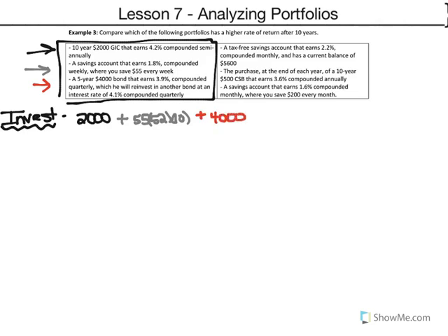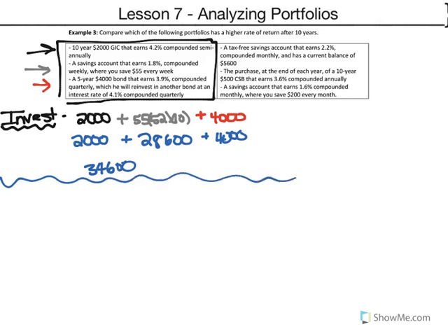So to figure this out, we go 2,000, 55 times 52 times 10 is 28,600, plus another 4,000. So you've invested $34,600. That's just good to start with because it shows how much money you yourself are putting in. Now we're going to figure out the interest on each of these things.